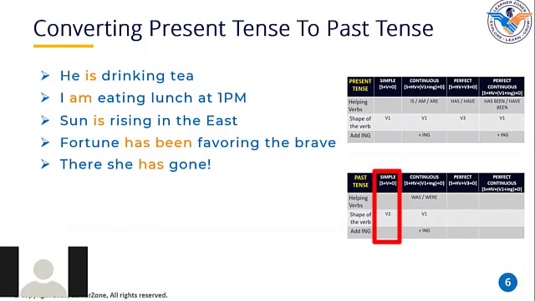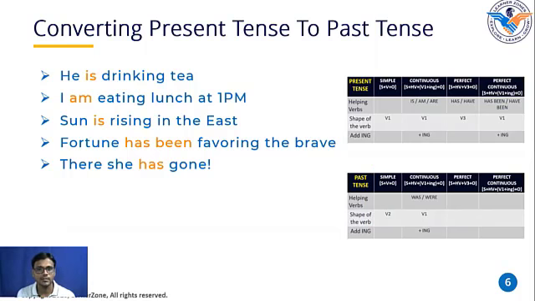Guys, if you don't remember the first shape, second shape, third shape, you will keep making mistakes. So please remember this. You have to memorize the first, second and third shape of all the verbs. That's the reason why I gave you an assignment of writing down 15 verbs and their three shapes. Please complete that if you haven't done it yet.